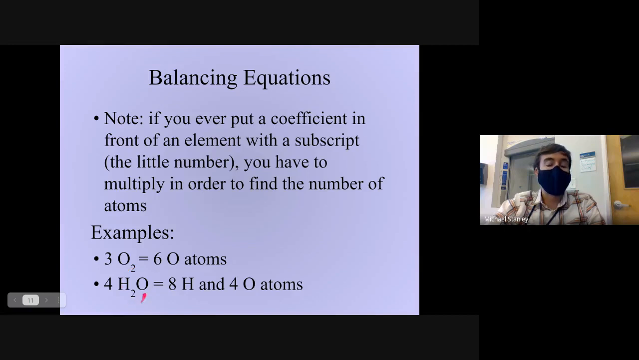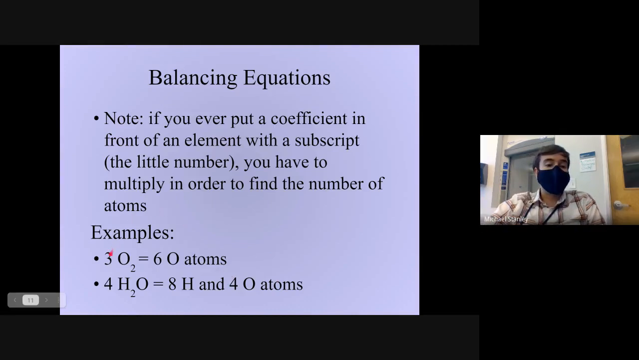Same thing with this water example right here. If we have 4 water molecules, the 4 applies to the H and it applies to the O equally. So because H has a subscript, we multiply. So 4 times 2 gives us 8 hydrogens. The 4 also goes with the oxygen, but oxygen does not have a subscript. It's just the 1 O. So in 4 H2O compounds, we have a total of 8 hydrogens and 4 oxygens.